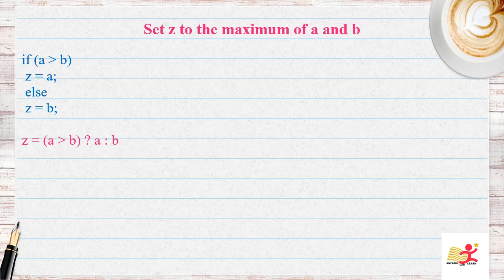Here is an example to use the ternary operator. It is to set Z to the maximum of A and B. If A is greater than B, set Z to A, else set Z to B. The same thing you can express using a conditional expression. Z is equal to A greater than B, question mark, A colon B. If the expression is true, that is, if A is greater than B, Z gets the value A. If not, Z gets the value B.